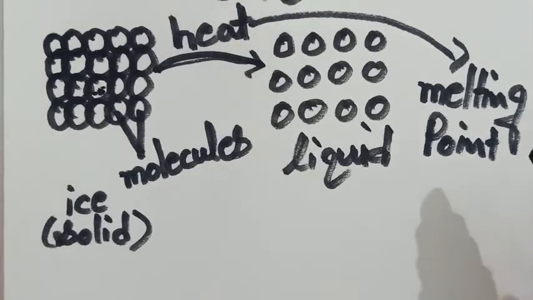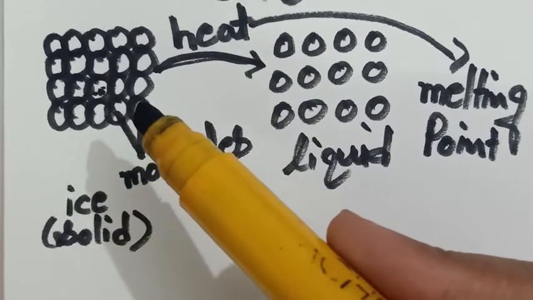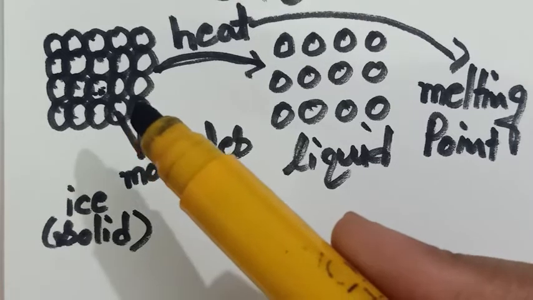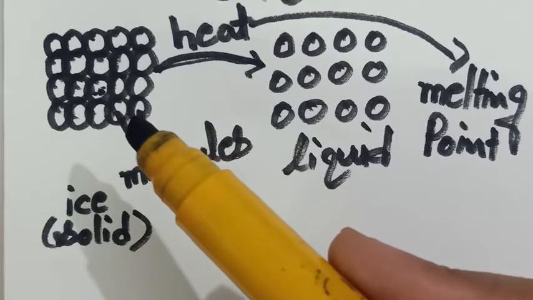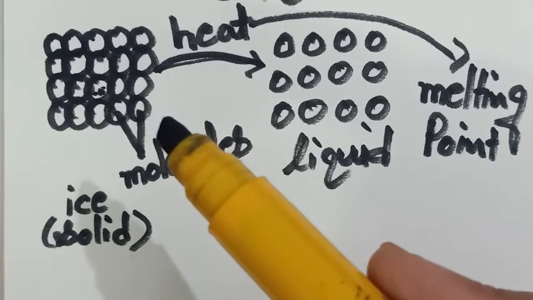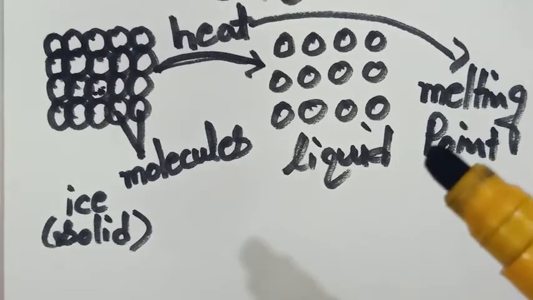Like ice melts at 0 degrees Celsius, thus the melting point of ice is 0 degrees Celsius, whereas carbon has a melting point of 3550 degrees Celsius, whereas iron has a melting point of 1535 degrees Celsius. So different substances have different melting points.